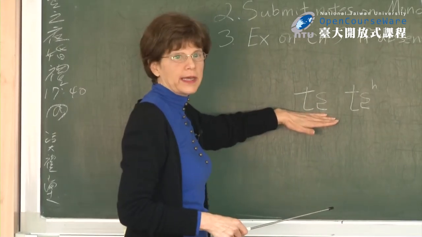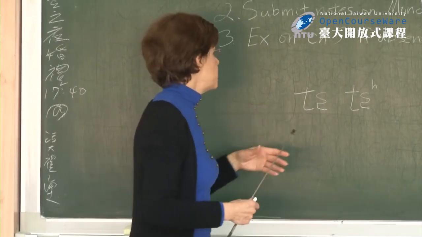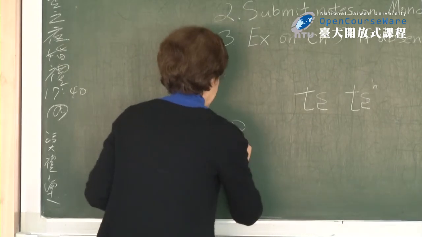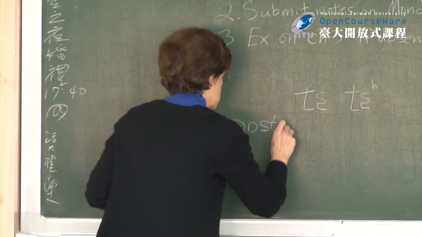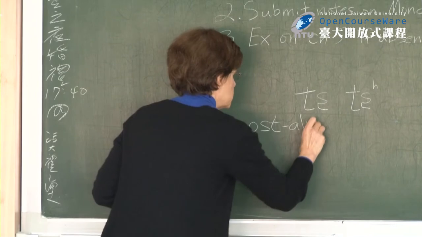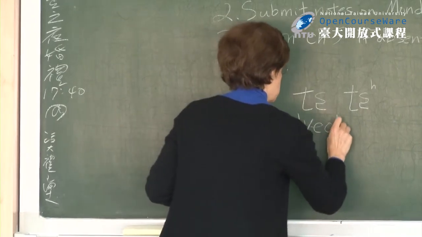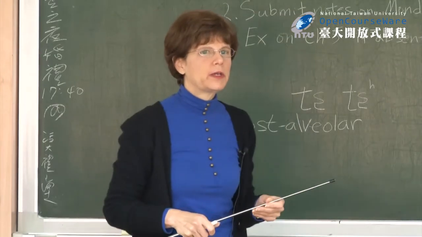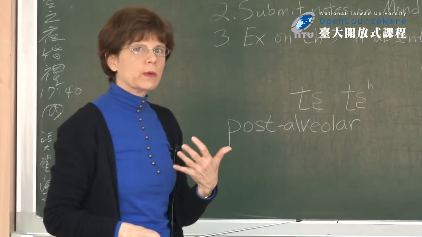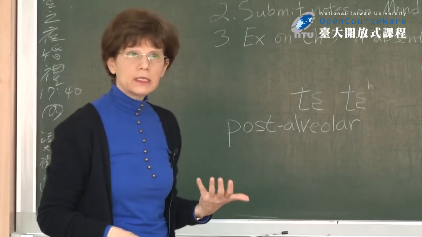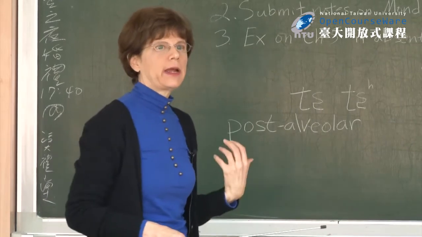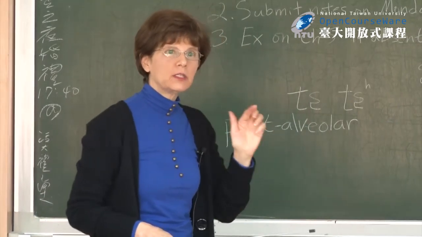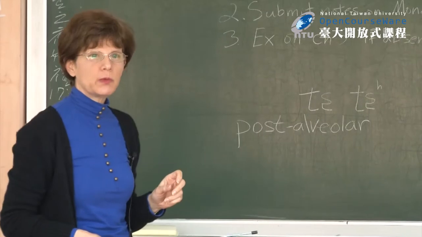This retroflex. Now, it's also called post-alveolar, and I think that's a little more accurate. 因为它没有非常的卷. 不像南印度, 印度南部. They are very, very drawn. They're very retroflex. So when they talk, everything is retroflex. You can tell from the way they speak English. Right? 就是非常卷, 那是印度南部是最卷的, 那是真正的 retroflex.